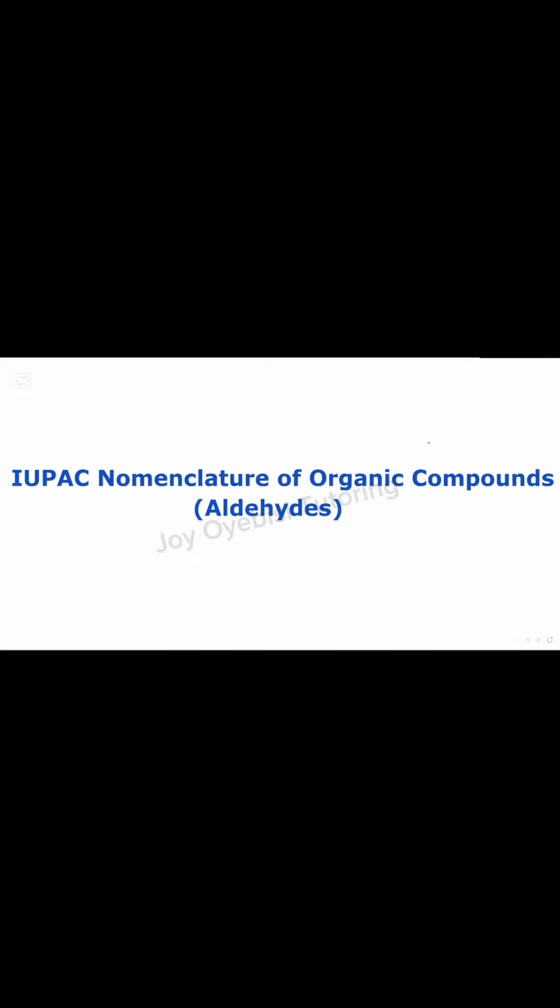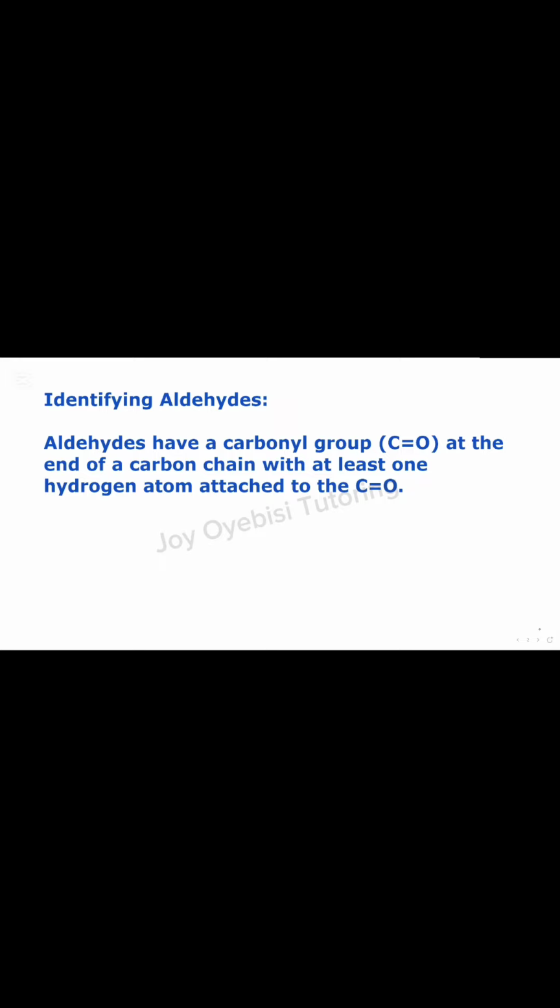In this video, I'm going to be showing you how to name aldehydes. Now, how can we identify aldehydes? Aldehydes have a carbonyl group, C double bond O, at the end of a carbon chain with at least one hydrogen atom attached to the C double bond O.